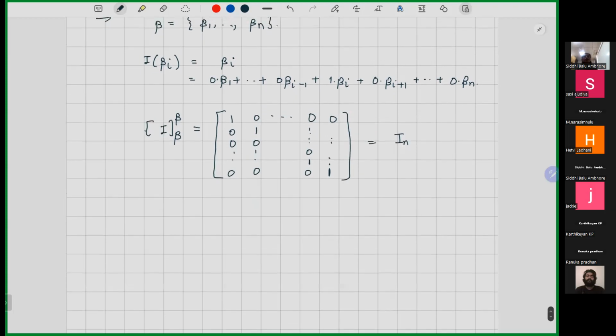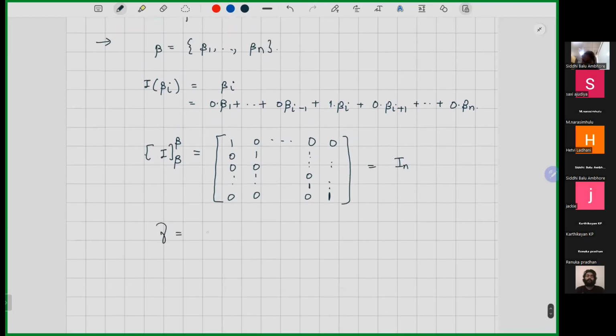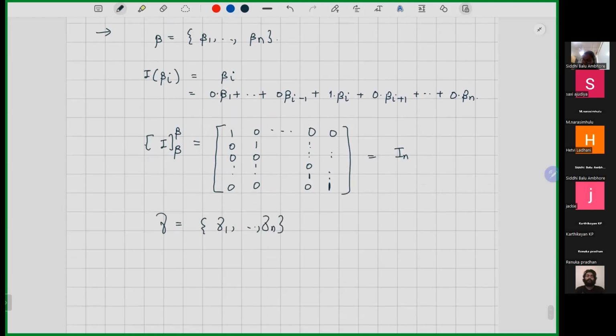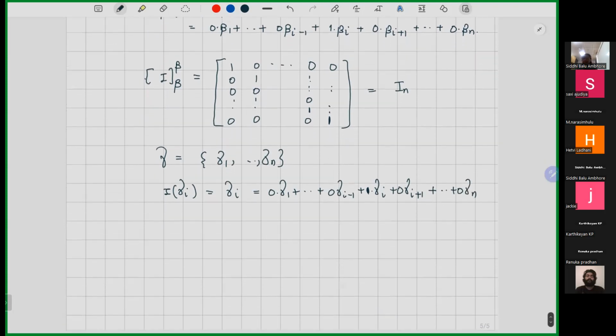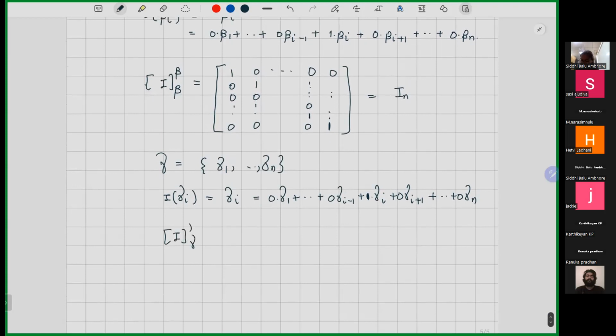Similarly, beta was not any special, right? Even if I take the basis to be gamma, gamma 1 to gamma n, then I of gamma i will again be gamma i, which we can write as 0 gamma 1 plus 0 gamma i minus 1 plus 1 gamma i plus 0 gamma i plus 1, and so on, up to 0 gamma n. And corresponding to gamma, again I will get the identity matrix.